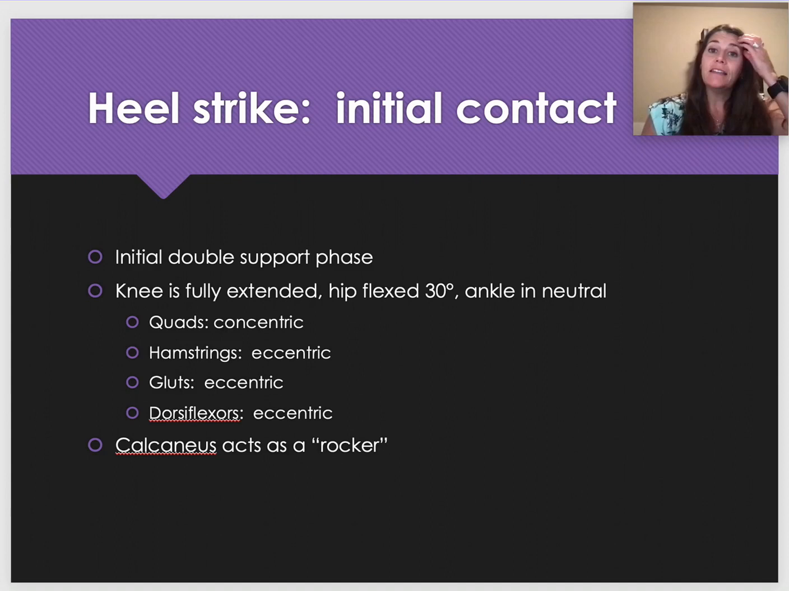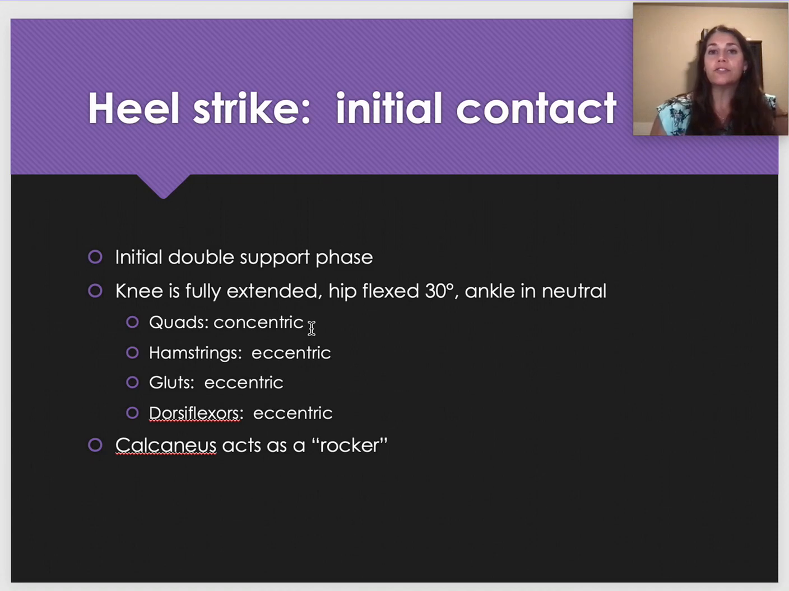Okay, so at this point, that particular leg, the heel strike leg, the knee is fully extended, meaning straight. The hip is flexed to 30 degrees, and the ankle is in neutral, meaning it's basically at 90 degrees for dorsiflexion, okay?